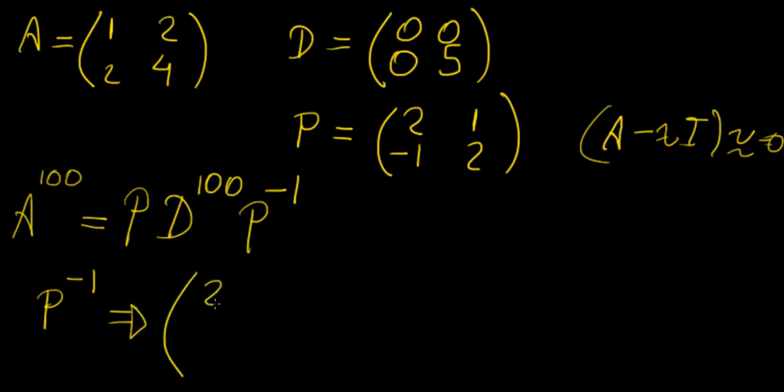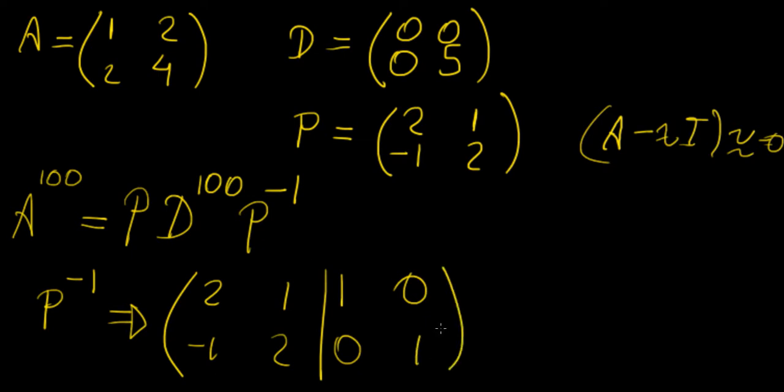So we're going to start with 2, minus 1, 1, 2, and then we're going to have the identity matrix on the other side. And as we discussed in previous videos on how to perform inversion using this row reduction scheme, we're going to try and get an identity matrix on this side by performing only operations on the rows, by either subtracting or adding rows or multiplying one row by a constant.